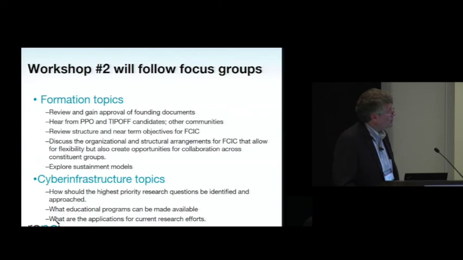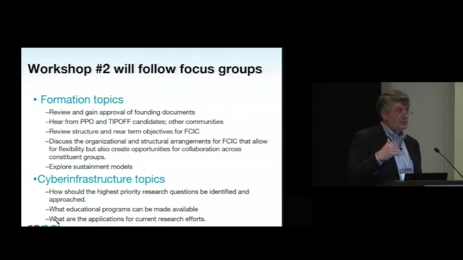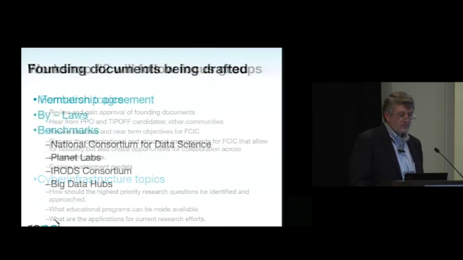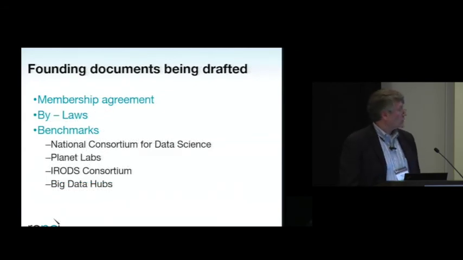Following the focus groups, there'll be a workshop, probably divided between two different topic areas. One is formation topics around what the FCIC should look like, clearly involving the project office and tip-off candidates, as well as other communities. But we'll also talk about cyberinfrastructure topics, because we do want this to be an active, engaged community and find a balance between the technical side and the management side of this group. We're drafting some founding documents that will be reviewed at the workshop, including a membership agreement and bylaws, and we're using as benchmarks our experience at the Data Science Consortium. We got some documents from PlanetLab, the iRODS Consortium, and the Big Data Hubs.